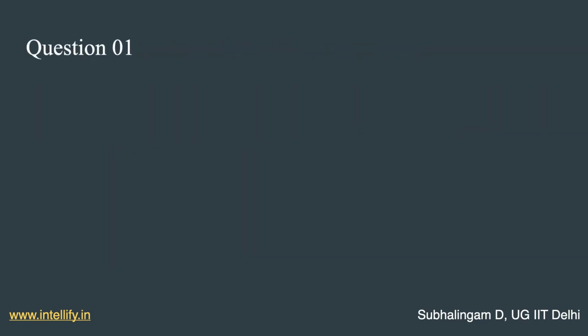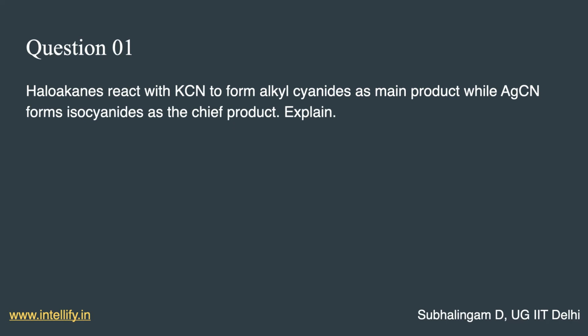So let's try to solve some questions. Haloalkanes react with KCN to form alkyl cyanides as main product, while AgCN forms isocyanide as the chief product. You might have seen this in the previous slide where I showed you the table of reagents and substituted products, and you might be wondering why. So let's give it a shot. You can pause the video if you want more time to think, but I will be proceeding in another 5 seconds. So yeah, let's look at the solution.